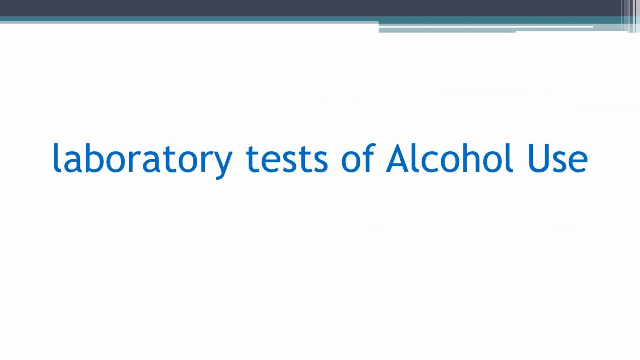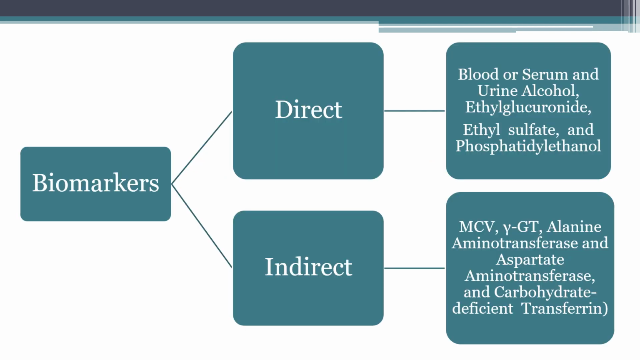So starting with first competency, the lab test related to alcohol use. There are two types of tests for alcohol use. One is direct and one is indirect. Direct is related to the alcohol itself and its chemical reaction with various biochemical molecules. And indirect is when alcohol affects some other organ and the other organ reacts and produces some kind of biomarkers or chemicals like mean corpuscular volume, gamma glutamate transferase, aminotransferase, carbohydrate deficient transferrin.